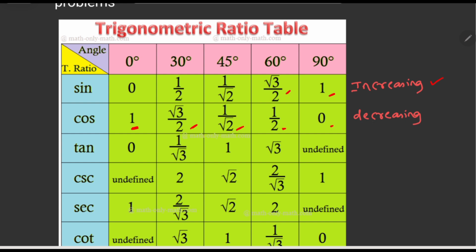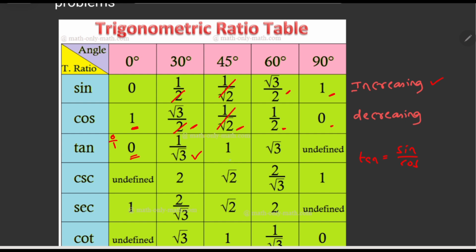Now we can write tan as sin by cos. So here 0 by 1 is equal to 0. So tan 0 will be 0 by 1, 0. Now tan 30 will be 1 by 2 whole by root 3 by 2. So 2 get cancelled, we will get 1 by root 3. Now tan 45 is 1 by root 2 whole by 1 by root 2. So we will get 1.